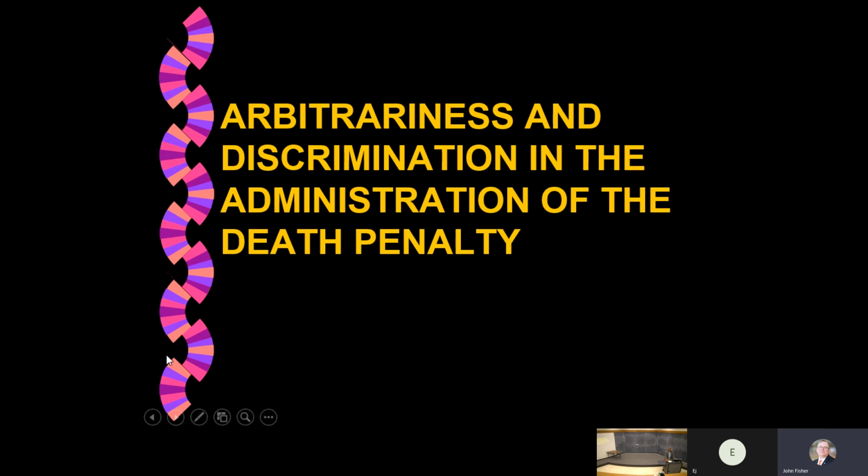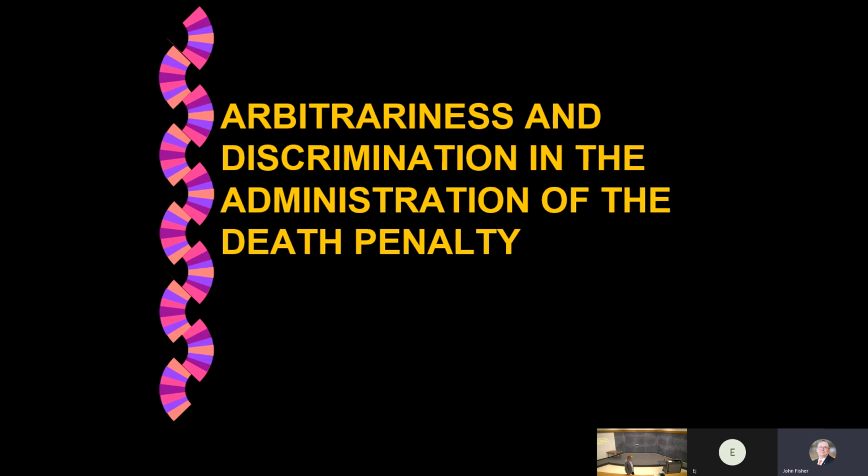So let's move on to arbitrariness and discrimination in the administration of the death penalty. I know that you guys read, because I've told you to read Furman v. Georgia. One of the judges wrote in their decision about the death penalty that because it's arbitrary and barbaric, the death penalty as it is currently practiced is unconstitutional.